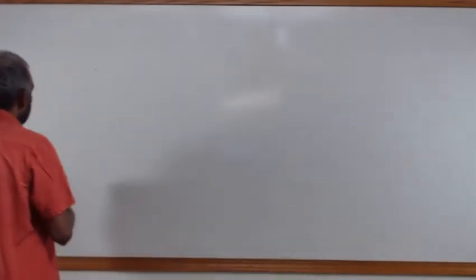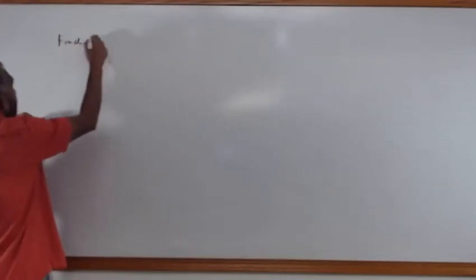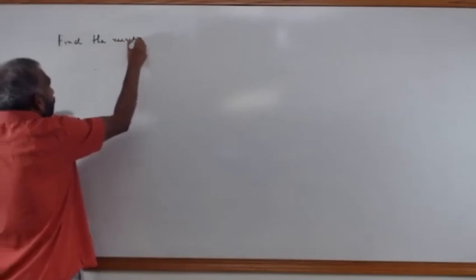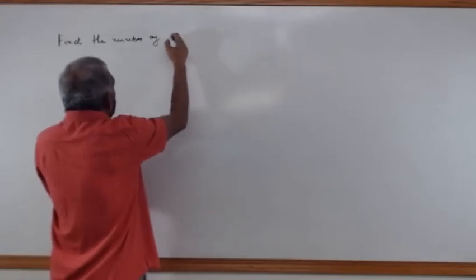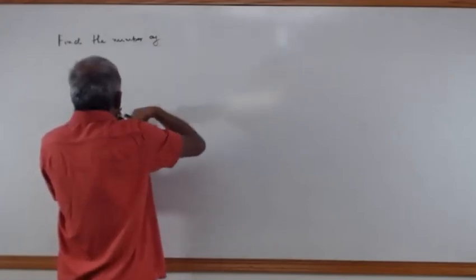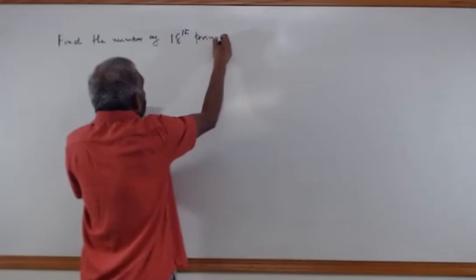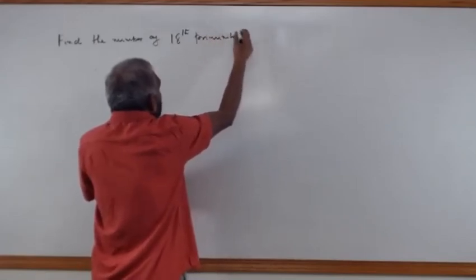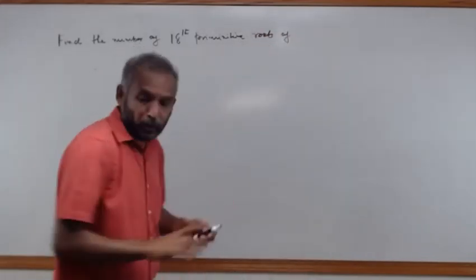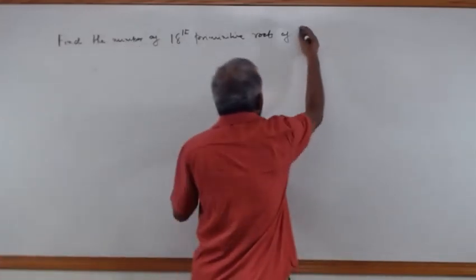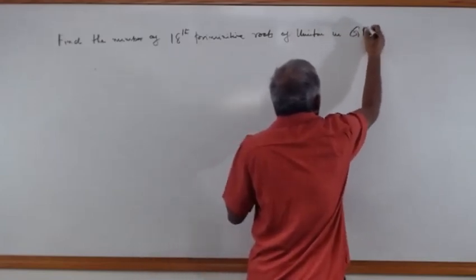Our next problem is, find the number of 18th primitive roots of unity in GF19.